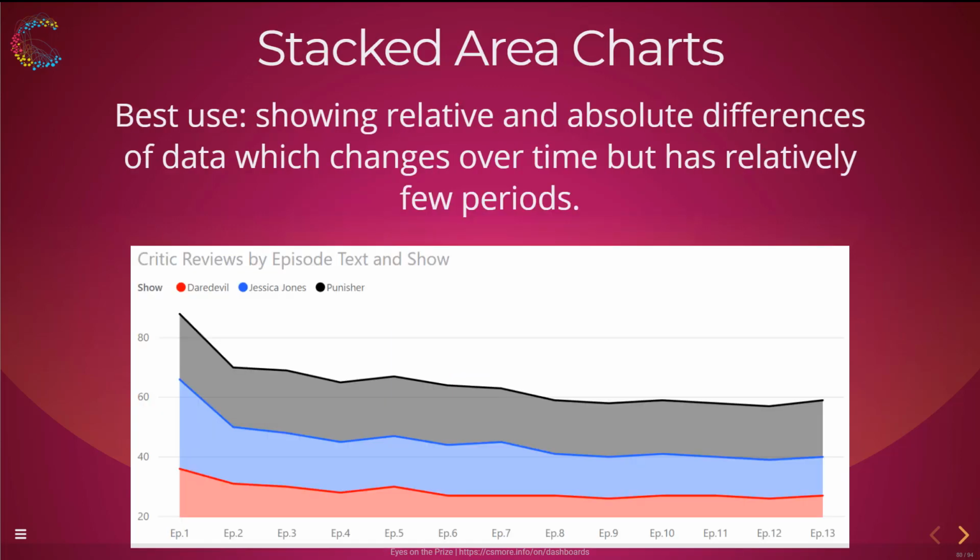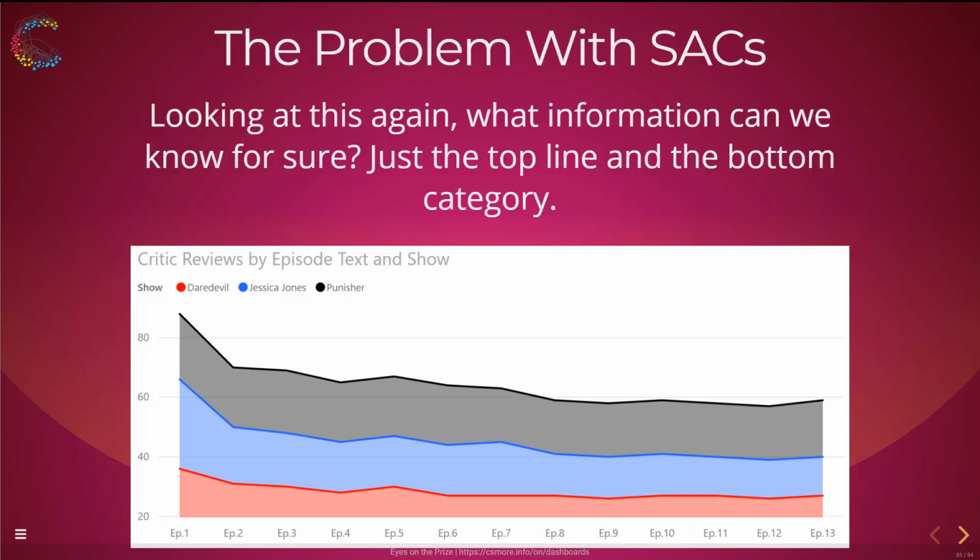Stacked area charts are pretty useful for showing relative and absolute differences over data. So, few categories, relatively few periods, and you want to see those changes. The problem I have with stacked area charts is that I can tell you two things with certainty. First, what the total number of reviews is, because that's the top black line. Second, what the number of reviews for Daredevil is, because that's the red line. The rest of it is dependent on what the values are for everything else.